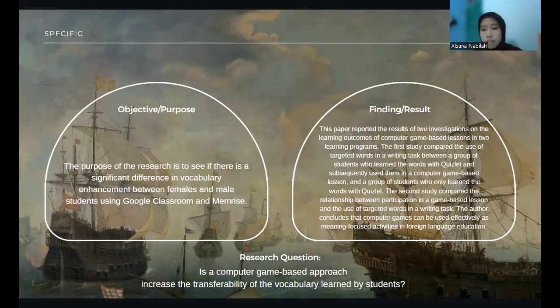The second study compared the relationship between participants in a game-based lesson and the use of target words in writing tasks. The author concludes that computer games can be used effectively as a main focus activity in project language education. So that's about that article.